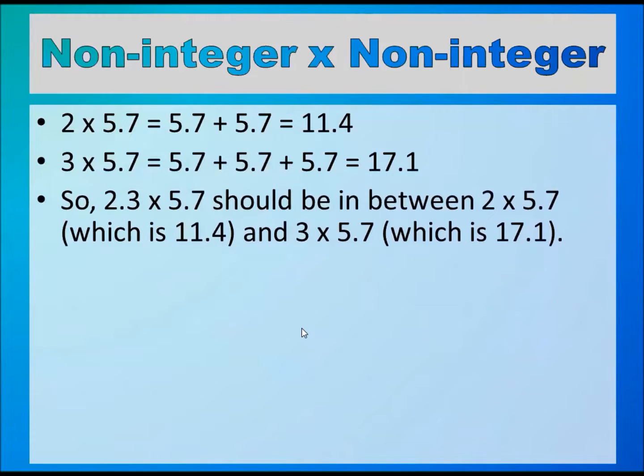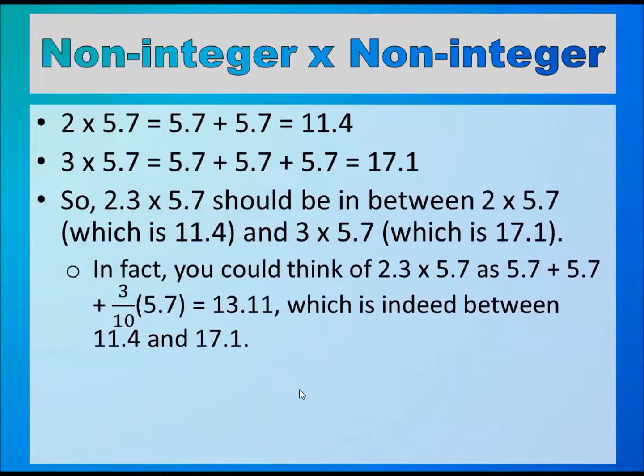So 2.3 is between 2 and 3. So 2.3 times 5.7 should be in between 2 times 5.7, which is 11.4, and 3 times 5.7, which is 17.1. In fact, you could think of 2.3 times 5.7 as 5.7 plus 5.7, so that's 2 5.7s already, plus 3 over 10 times 5.7. So that's an additional 0.3 of 5.7 for a total of 2.3 of 5.7, which is equal to 13.11, which is indeed between 11.4 and 17.1.